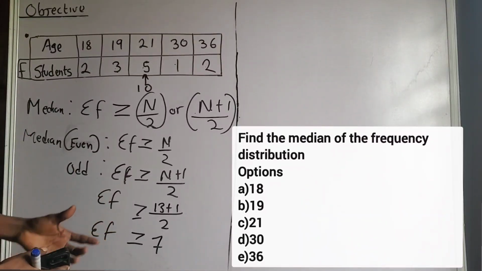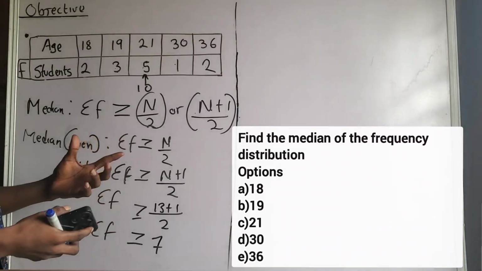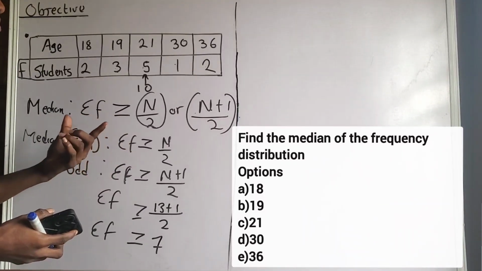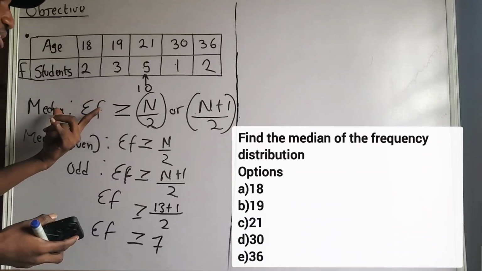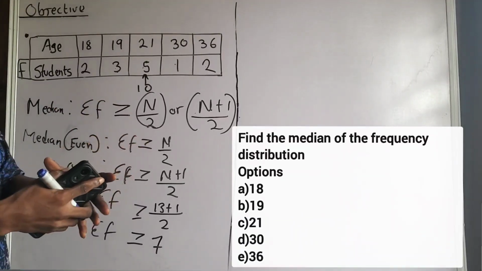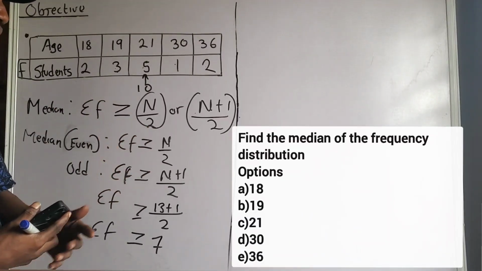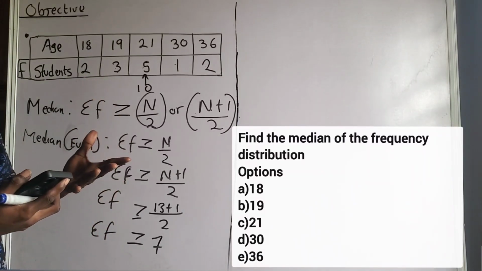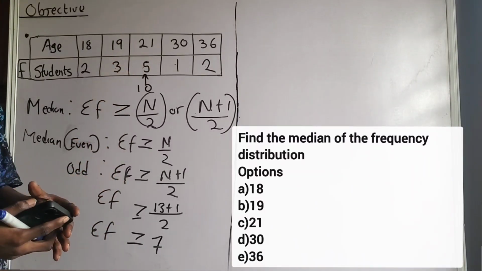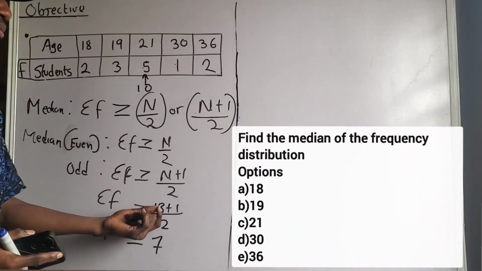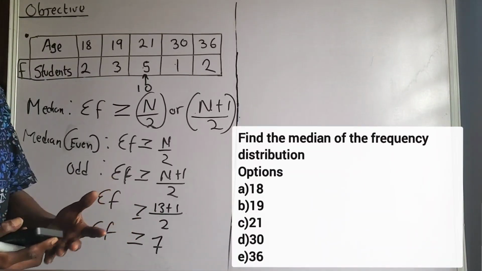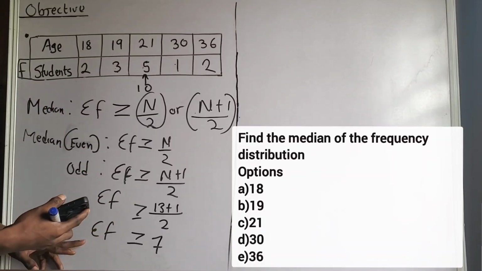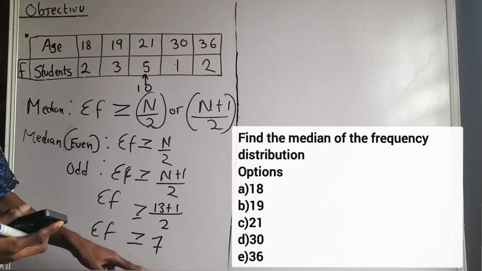What I'm trying to say is that I gave you this condition. The condition to finding the median of a frequency distribution is where summation of the frequency is greater than or equal to n plus 1 all over 2, if the sum of the frequency is odd. When I sum this together, I got 13. 13 is an odd number, so I'm going to make use of 13 plus 1 all over 2. 13 plus 1 is 14. 14 divided by 2 is 7. So the median is where the summation of the frequency is greater than or equal to 7.